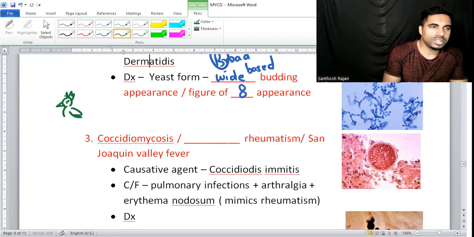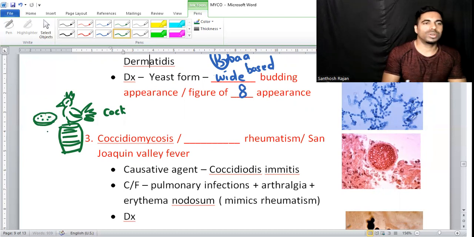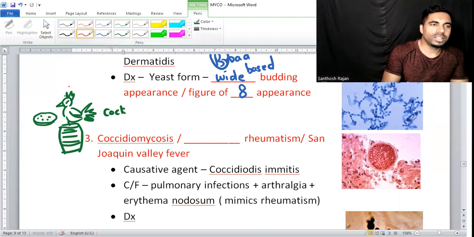Cock, right? My picture is so bad, so please don't mind it. So, this is the cock, okay. Look at where the cock is sitting. It is sitting on a barrel. What does it do sitting on the barrel? Spherules of spores. Okay, why am I saying it like this?